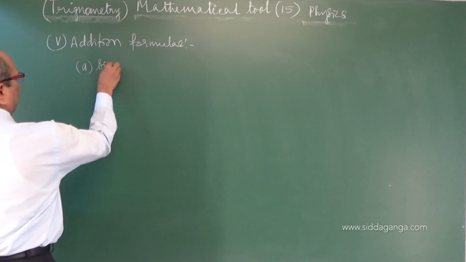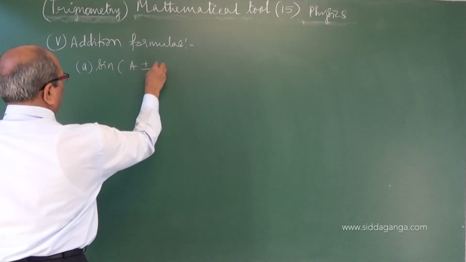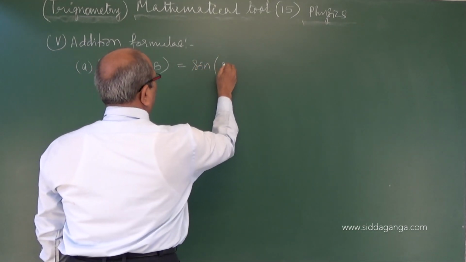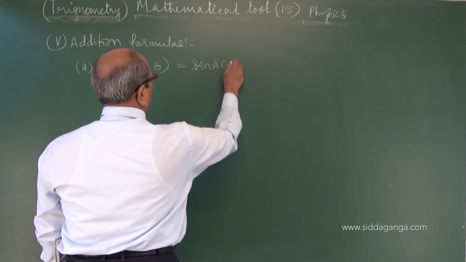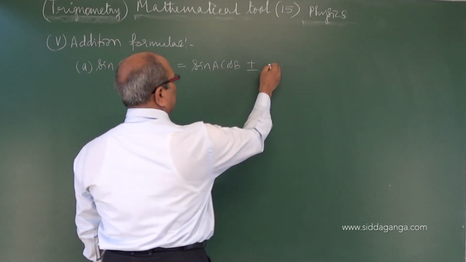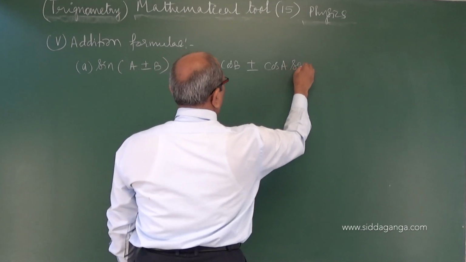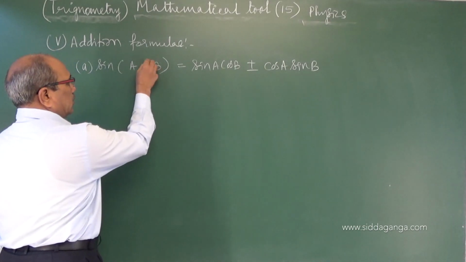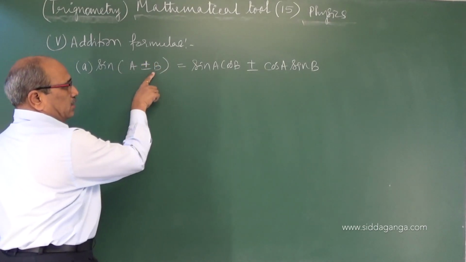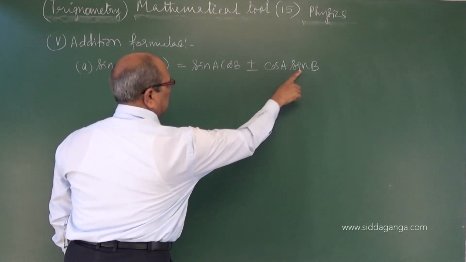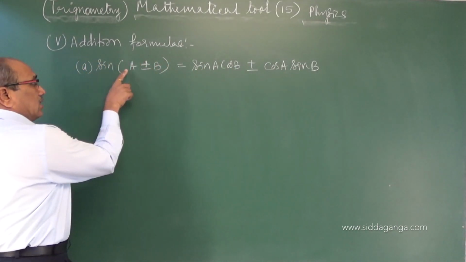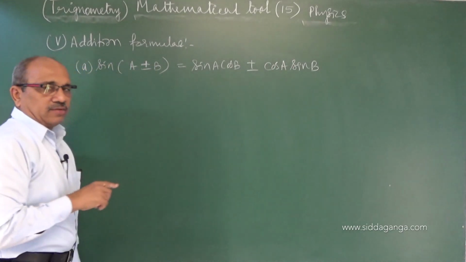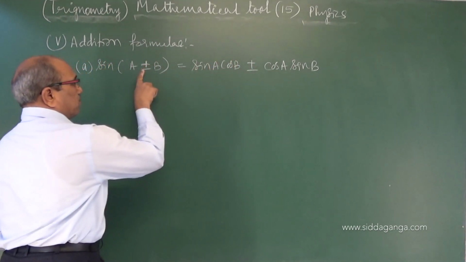First, sine of a plus or minus b can be written as sine a cos b plus or minus cos a sine b. So I have written both plus or minus, in that order. If we have sine a plus b, then sine a cos b plus cos a sine b. If you are given sine a minus b, then sine a cos b minus cos a sine b. If plus, you take plus; if minus, you take minus.